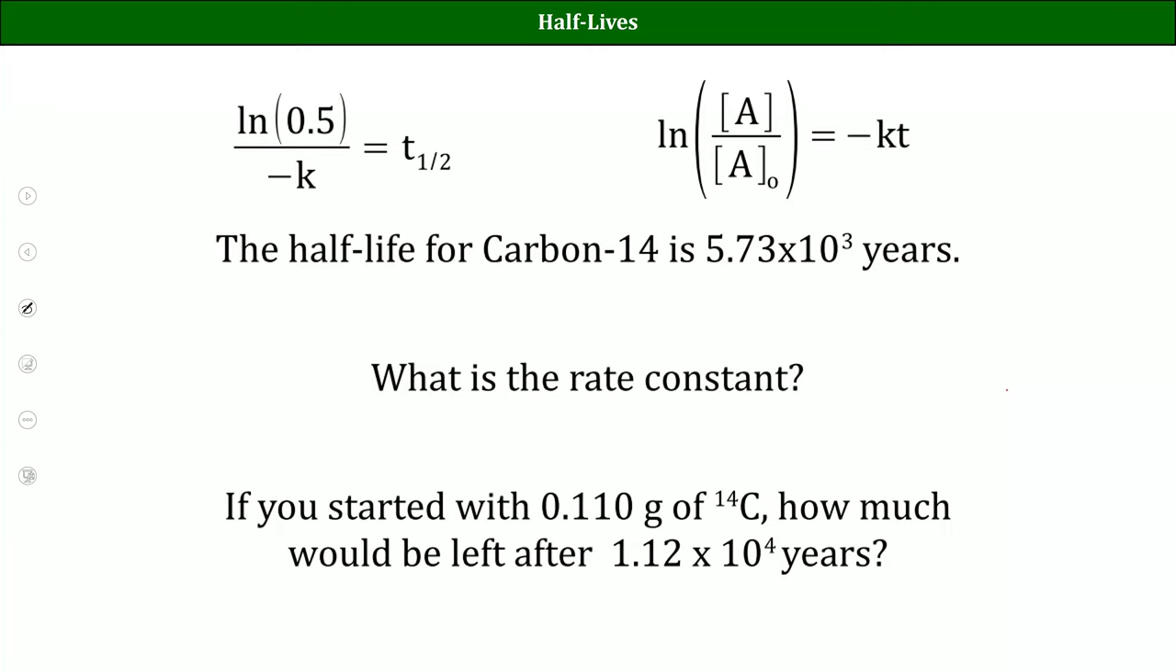So it's really just, we use half-lives to communicate about radioactive isotopes, mostly because it's easier to think about what's happening. But if we want to then turn around and do any calculations with it, we have to turn around and find K. So in this case, half-life for carbon-14 is 5,730 years. What's the rate constant for the breakdown of carbon-14?